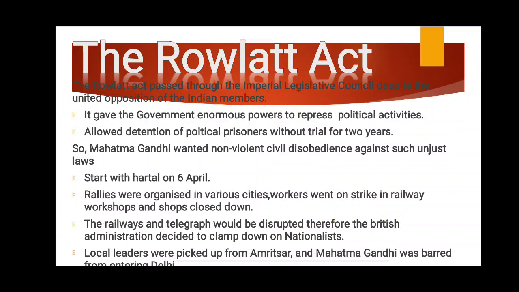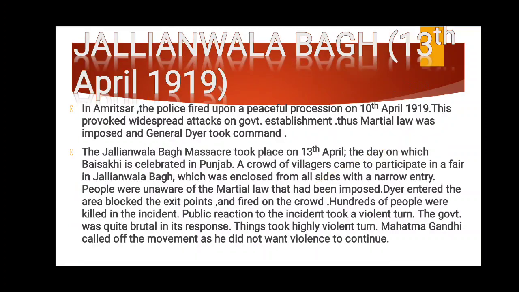So he started the movement with a Hartal on 6th April. Rallies were also organized in various cities. Workers went on strike in railway workshops and shops closed down. The railway and telegraph would be disrupted. Therefore, the British administration decided to clamp down on nationalists. Even local leaders were picked up from Amritsar, and Mahatma Gandhi was barred from entering Delhi. He was not allowed to enter Delhi. Okay, so people were angry due to the Rowlatt Act. This was also one of the reasons.